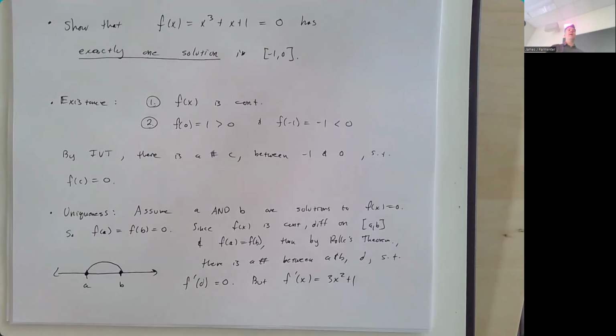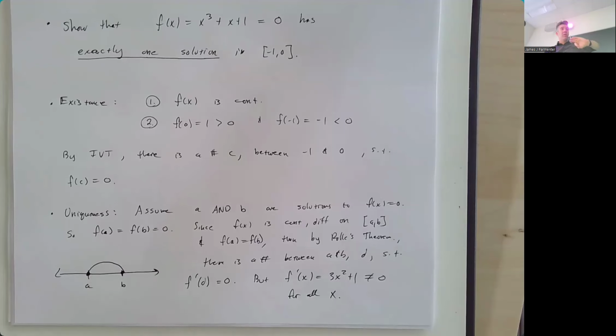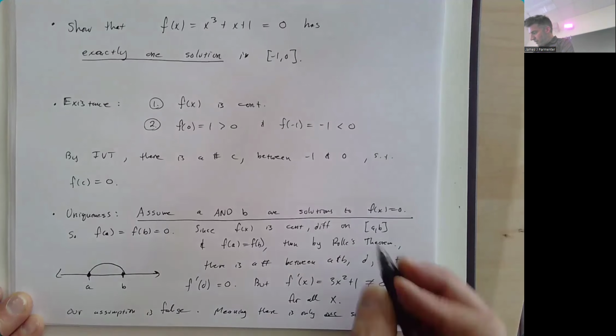But that means we've run into a logical impossibility. Our assumption and Rolle's theorem together say that there should be a solution to this equation, but the math obviously shows that there should not be a solution. So the thing that we assumed was true, that there were two solutions, is wrong. Because if it was true, then we'd have this thing that should be true, but it's not. So our assumption is false, meaning there is only one solution to f of x equals 0.